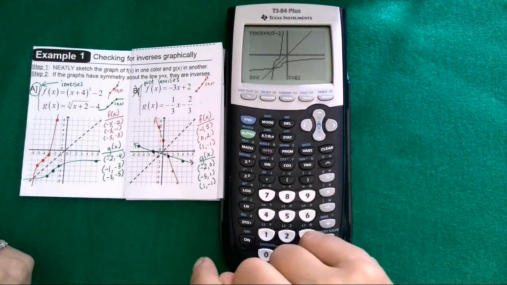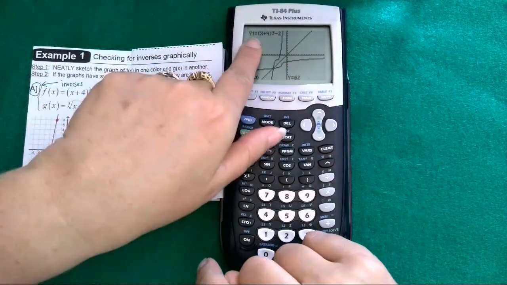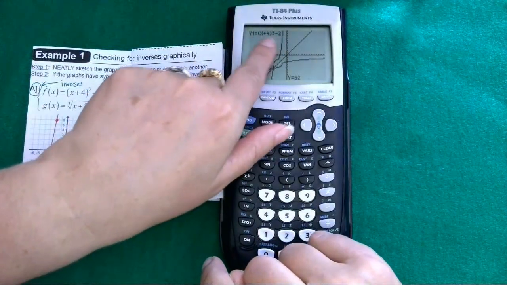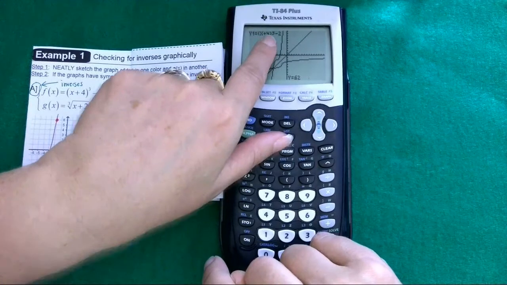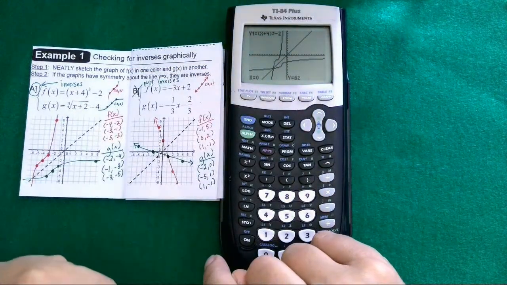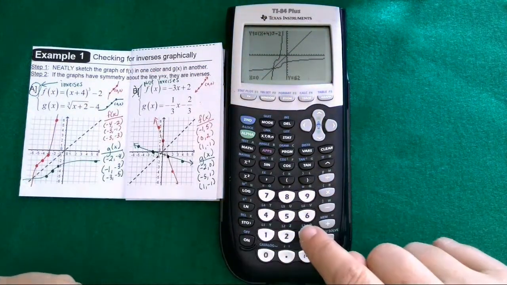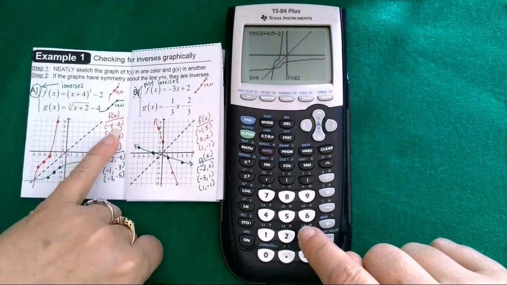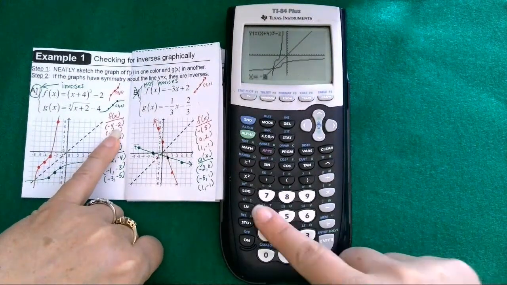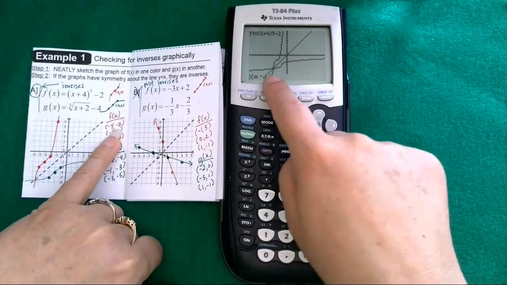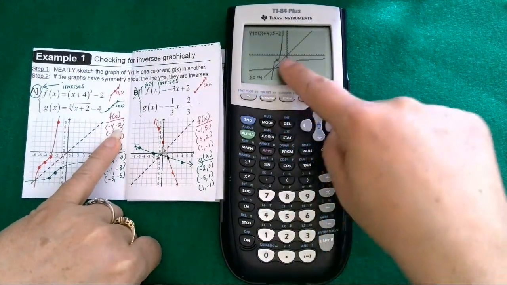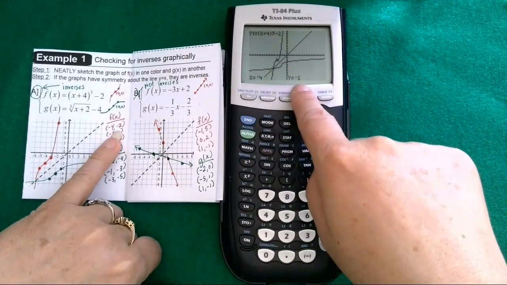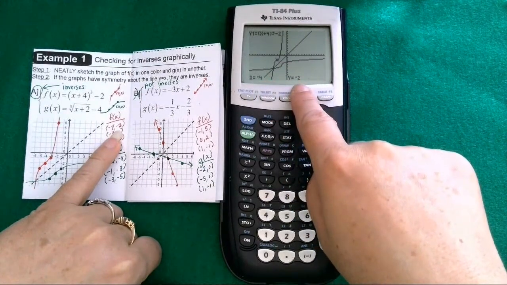So if I hit trace, up in the corner here, we'll see that currently we're dealing with the y1, which is the cubic function, the x plus 4 quantity cubed minus 2. So if I enter a point from my list of ordered pairs, like -4 for my x, when I press enter, I should get back -2, right? And I do. So that point -4, -2 is on the graph of f of x.